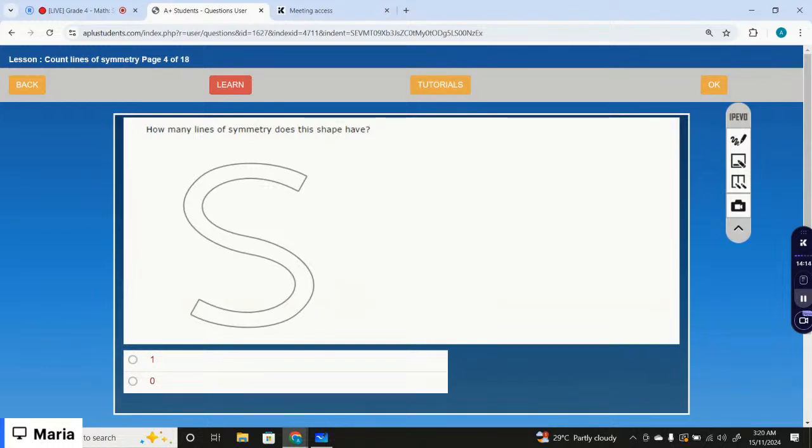How many lines of symmetry does the shape have? So which is the correct option? The correct option is zero lines of symmetry. The correct option is zero. Option number two is the correct option.